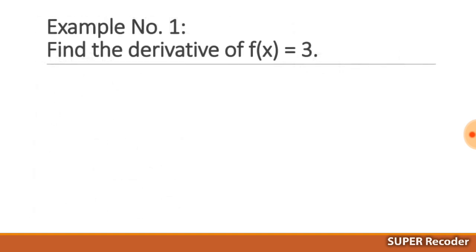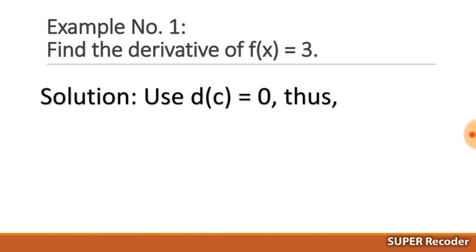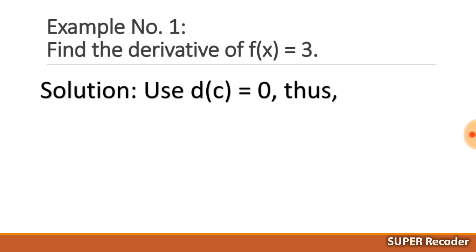For example number 1, we're going to find the derivative of f of x, which is equal to 3. Your given function here is a constant, so we're going to use the derivative of a constant, which is equal to 0. Thus, since your given function is a constant, which is 3, the derivative is 0. So f prime of x is equal to 0.